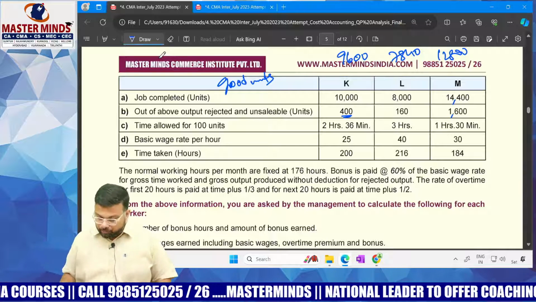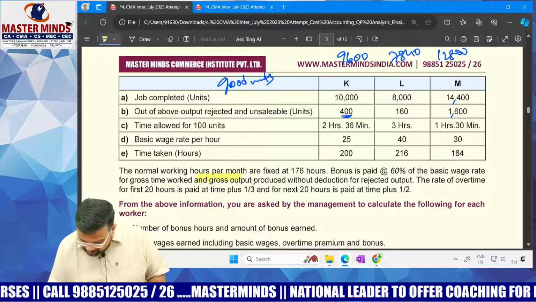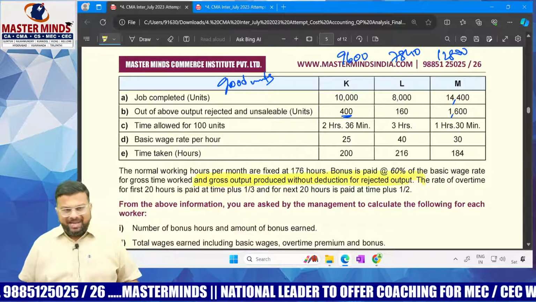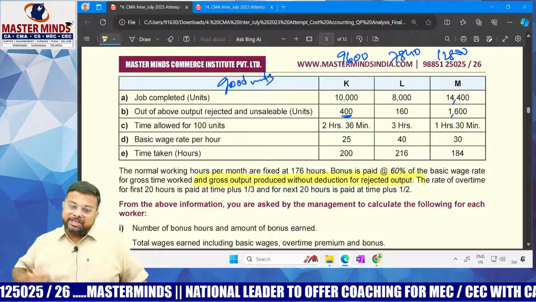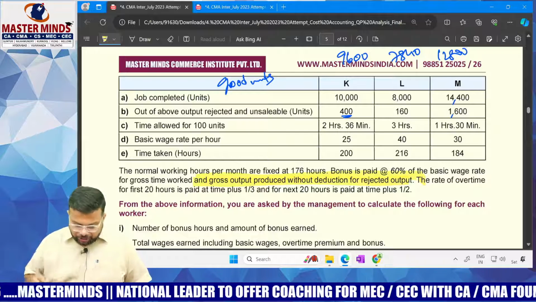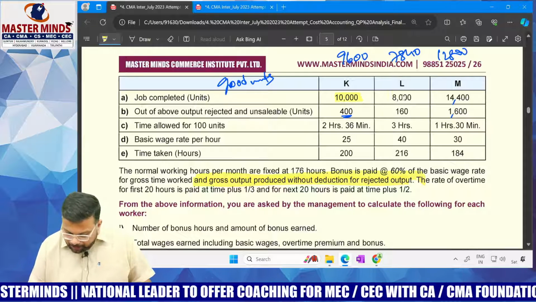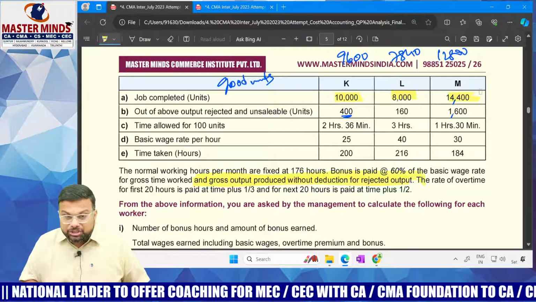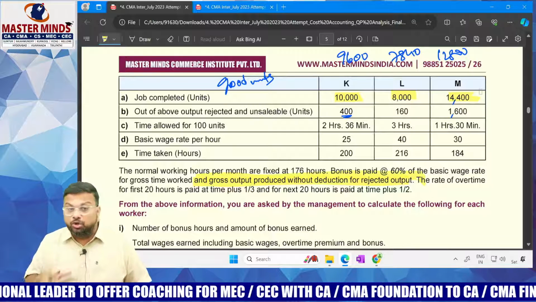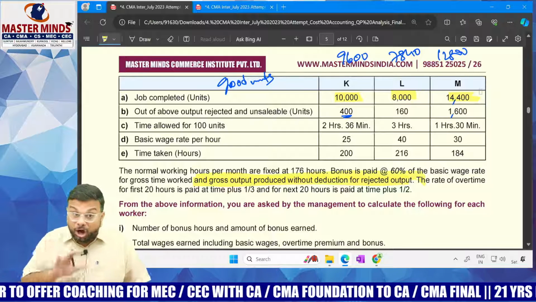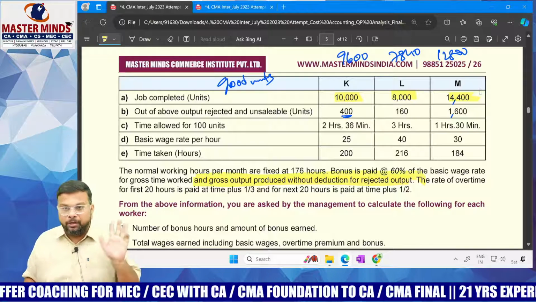What is the importance of this sentence? In this question, this point is important. It means that while calculating standard hours, let us not deduct rejected output from job completed. We shall calculate standard hours for job completed units, not for good units. If that point was not mentioned, we would have calculated standard hours for good units. But here we will calculate standard hours only for job completed units. We shall not deduct rejected units. That is an important point here.